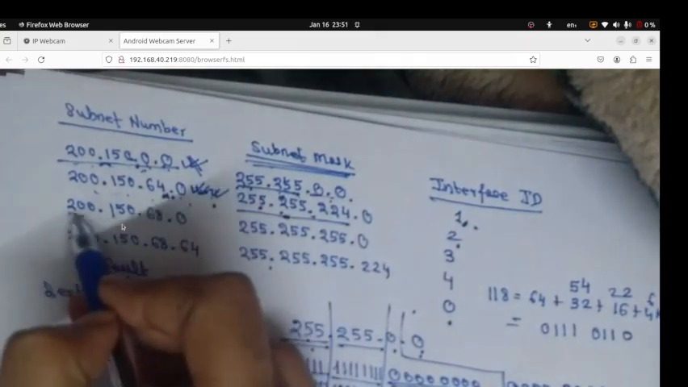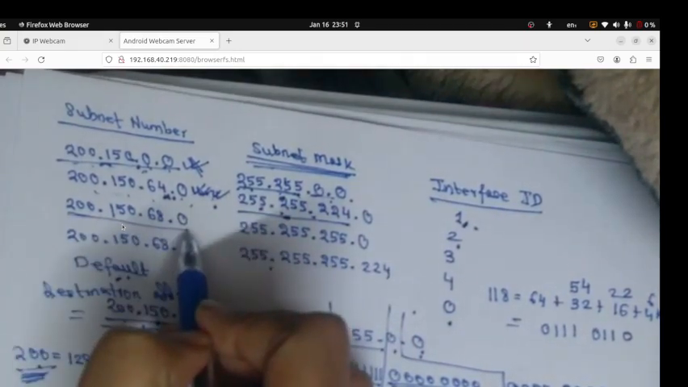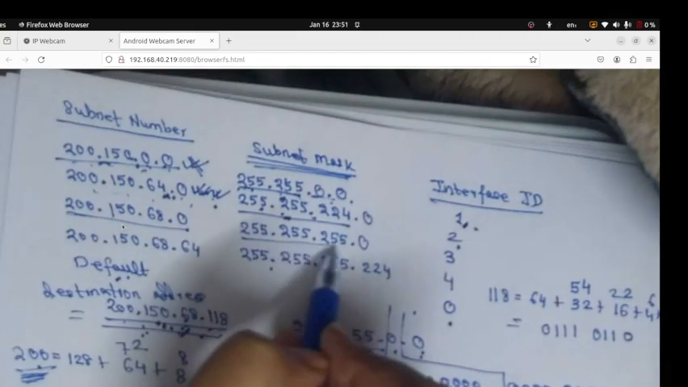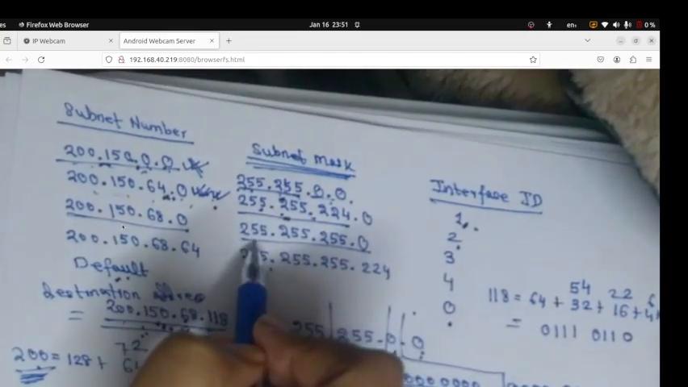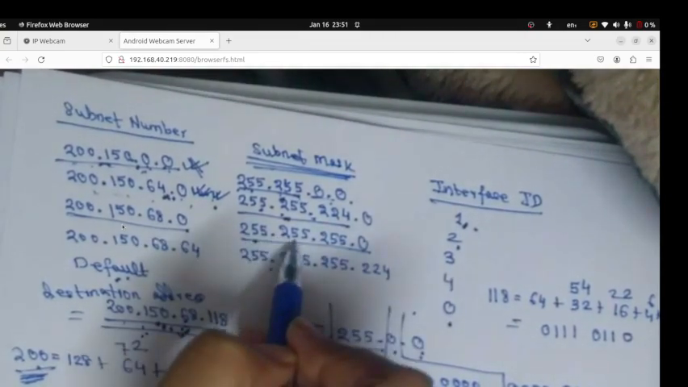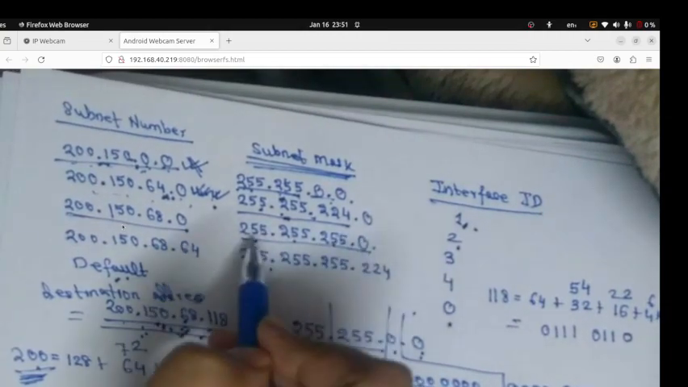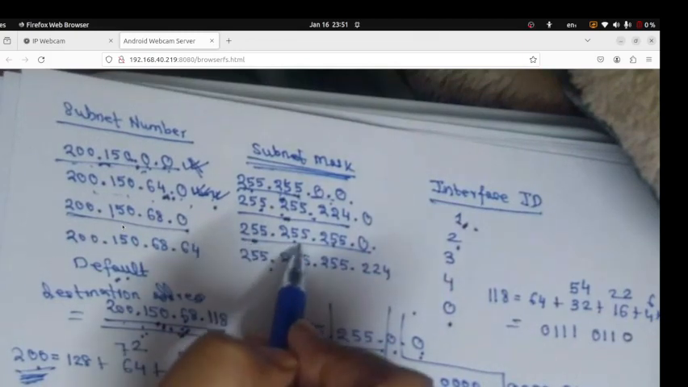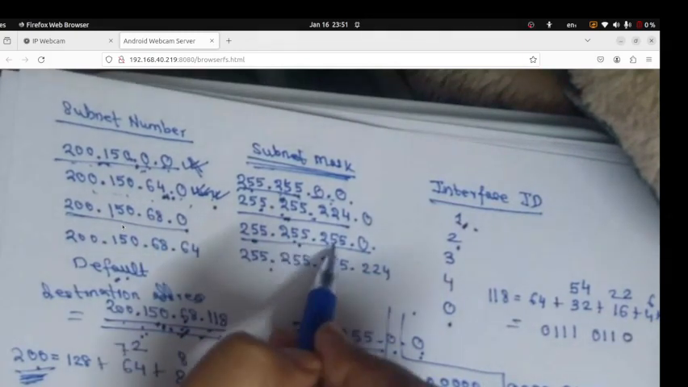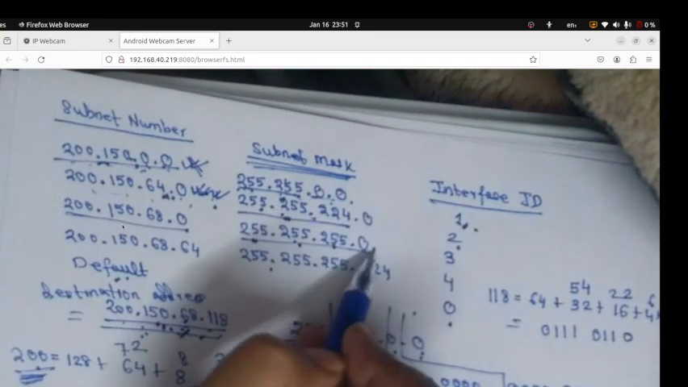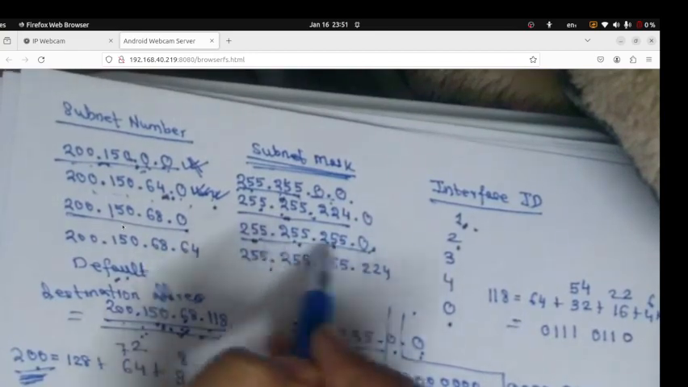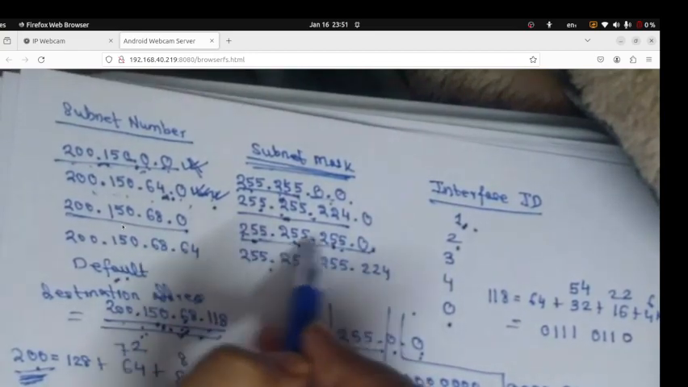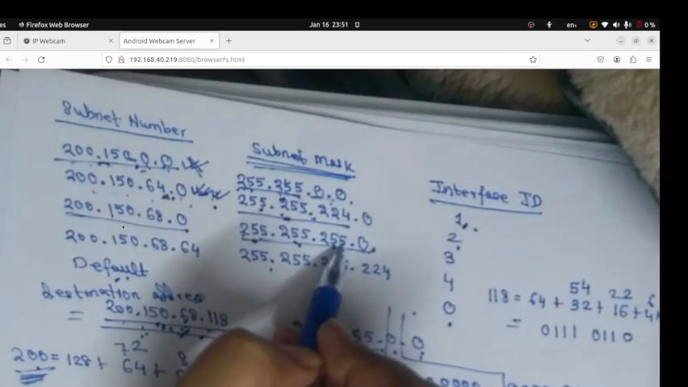Then I have to check with this particular network number, and the net mask is 255.255.255.0. So 255 means in the first octet all 8 bits are 1, in the second octet all 8 bits are 1, in the third octet all 8 bits are 1. Then the remaining is 0. So how many consecutive ones are there? 8 plus 8 plus 8, that means 24 bits. So here the network ID is 24 bits long.